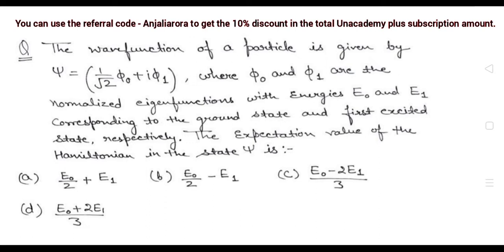So it has been asked in the previous years in CSIR Net Physics Exam. The question is, the wave function of a particle is given by psi is equal to 1 upon root 2 (phi naught plus iota phi 1), where phi naught and phi 1 are the normalized eigenfunctions with energies E naught and E1 corresponding to the ground state and first excited state respectively. The expectation value of the Hamiltonian in the state psi is... So options are given to us in terms of E naught and E1.